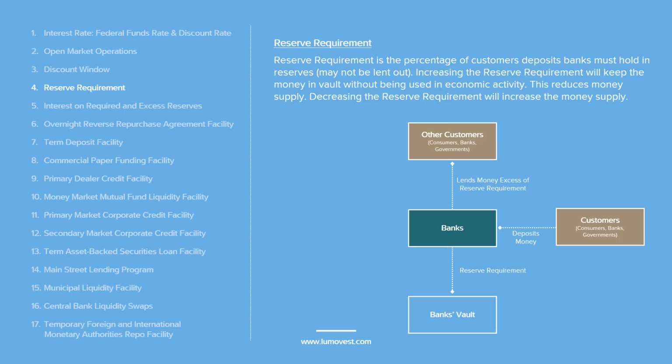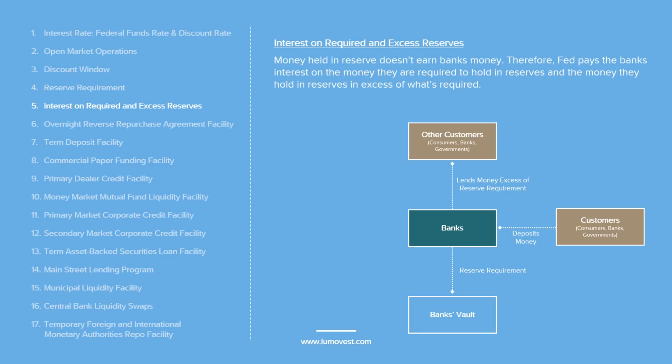The money held in reserve doesn't make money for the banks because they can't loan it out at higher interest rates. To compensate the banks for this opportunity cost, the Fed pays the banks an interest on required reserve balances. And if the banks hold on to deposits beyond what's imposed by the reserve requirement, that's called excess reserve, and the Fed can pay the banks an interest on that as well. This is more of a tool to enable the Fed to effectively raise or reduce reserve requirements.